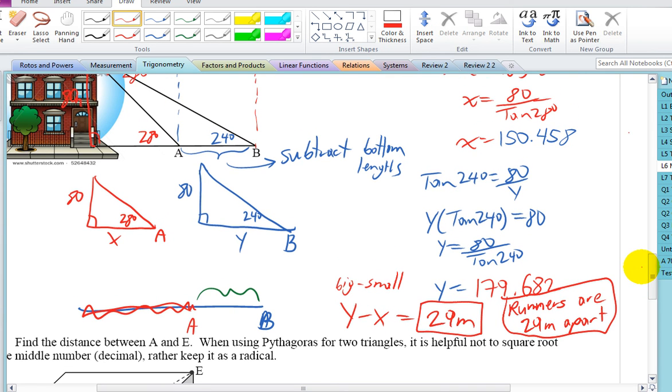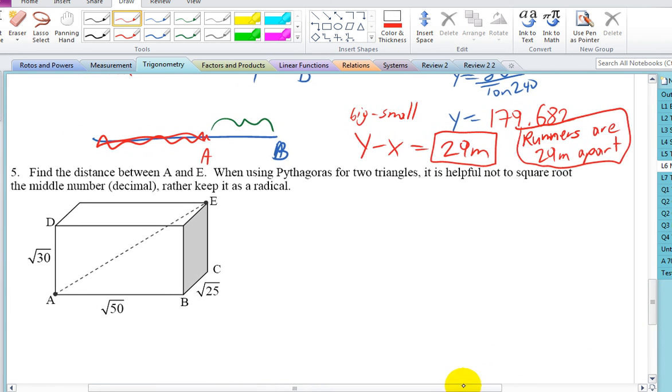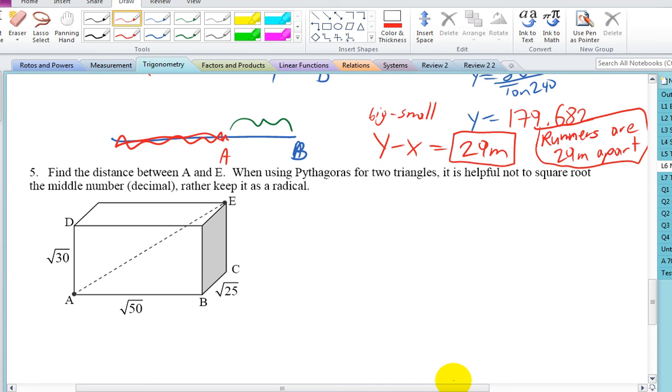Okay. Any questions you guys have? But in your review, I think there's one about a deer and a cougar. My favorite one. Should the deer run? Okay. Anyways, find the distance between A and E.